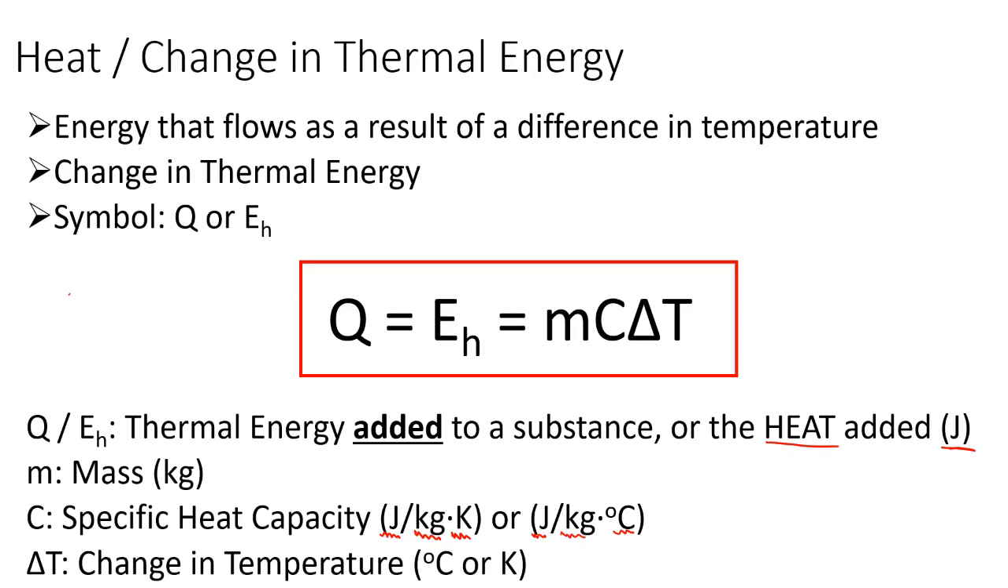Okay, and our ΔT is just our change in temperature. And that can be in either degrees Celsius or degrees Kelvin. Okay, so here we'll look at a couple of examples of how we apply this E = mcΔT formula.